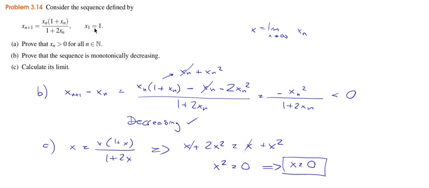And it makes sense. It starts at 1. The sequence is monotonically decreasing, and it goes to 0. It's bounded by 0. So that's the end of the proof.